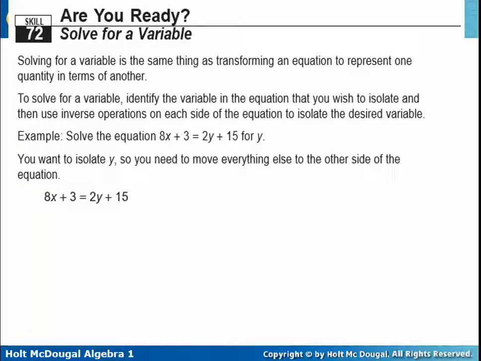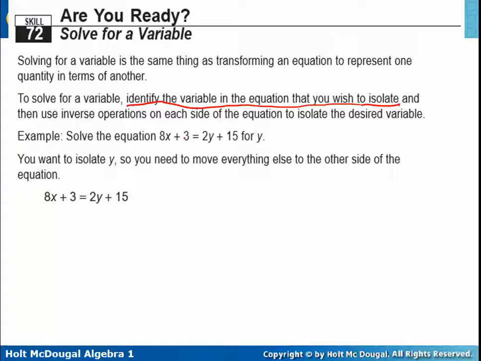So the first thing that you should do is figure out what is the variable that you want to solve for. So that's what this means. Identify the variable in the equation that you wish to isolate. So what are they looking for you to find? And then we just use inverse operations on each side to undo what's being done to the variable until we finally solve for the variable.